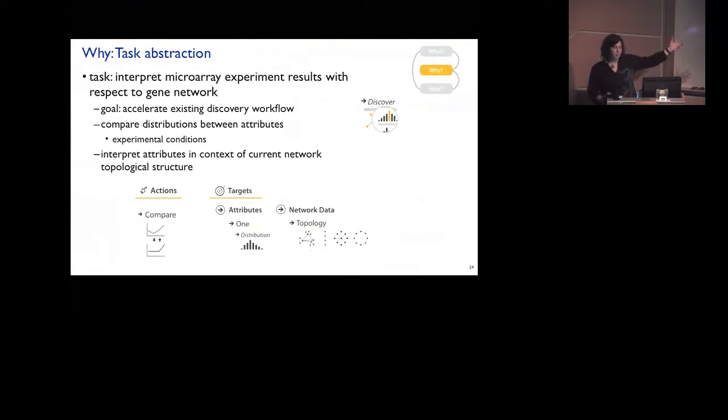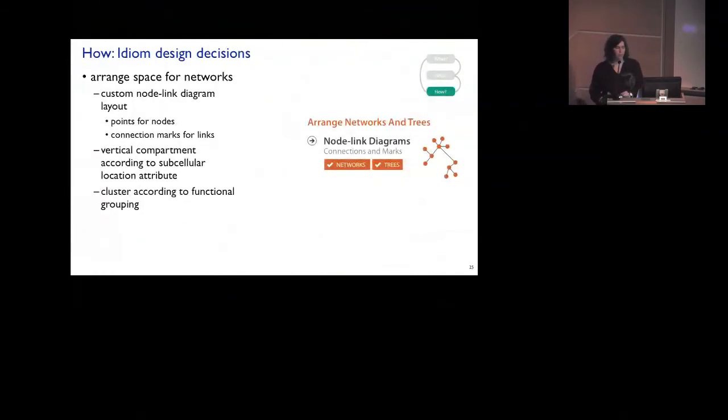So what are we doing abstractly? Well, they were comparing distributions between these attributes and trying to interpret those in the context of this known topological structure. So if you think about actions, you're comparing across some attributes and trying to understand that network topological structure, and it's for the goal of discovering something you didn't already know, as opposed to, say, presenting already known results. So let's talk about how.